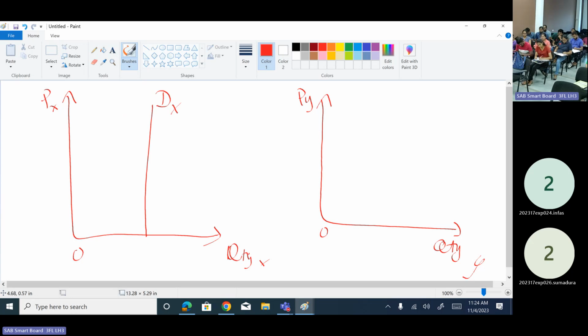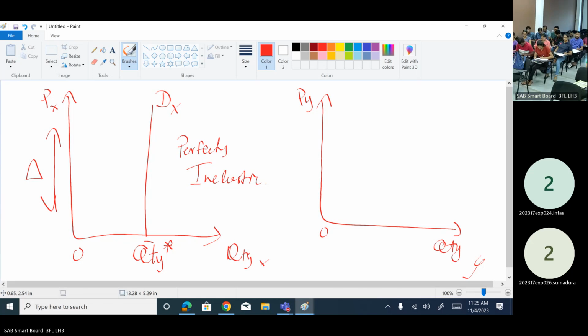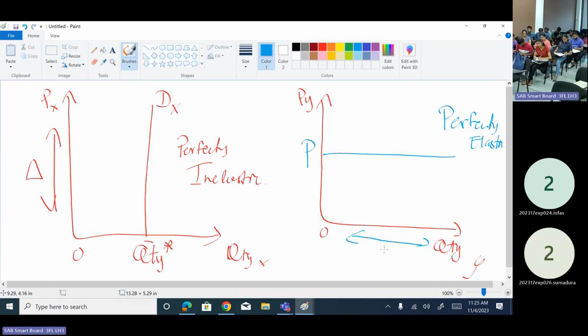Demand curve for X is perfectly inelastic. What does it mean? Quantity is constant. Quantity does not change. Price can vary. At the same quantity, price can be different. Perfectly elastic: price is the same, quantity will vary.